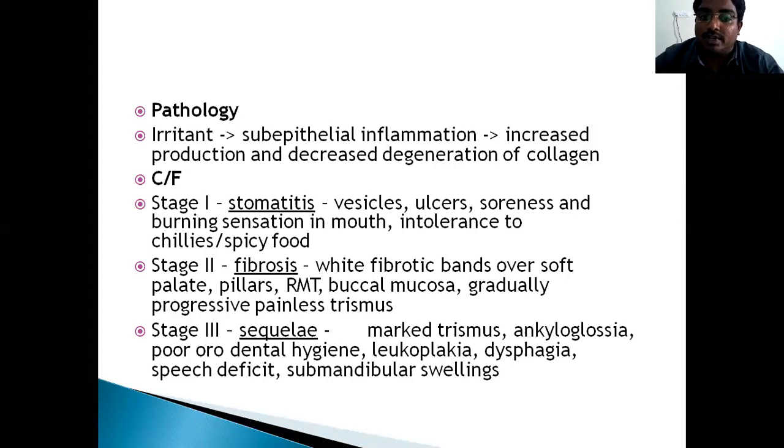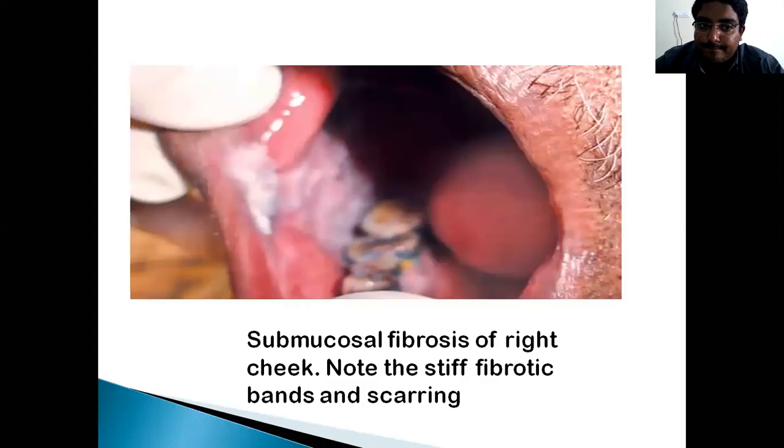Three stages: stomatitis, fibrosis, and sequelae. What will happen? Ulcers, sore throat, burning sensation of the mouth, and intolerance to spicy foods and hot beverages. Then white fibrotic bands on the buccal mucosa, palate, and pillars, and progressive painless trismus. Dysphagia occurs, along with submandibular swellings, leukoplakia, and speech deficit. These are the clinical features. See here, the picture showing the white submucosal fibrous bands on the right cheek. Note the stiff fibrotic bands and the scarring.